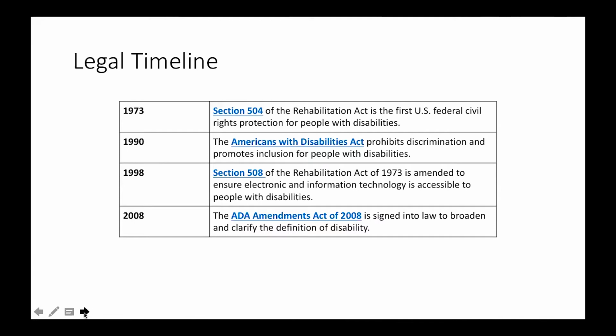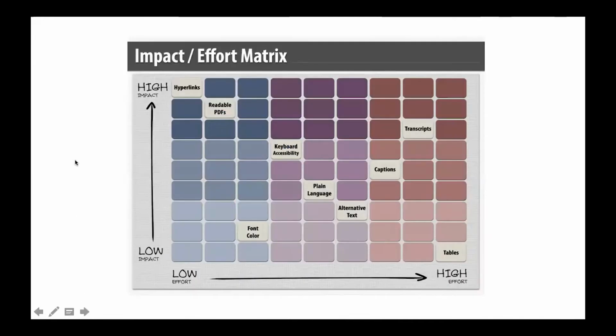And so that brings us to this fancy little tool that we created at Pitt. This impact effort matrix, as we refer to it, was something that we came up with several years ago in working with our director of disability services and a student at Pitt who had to rely on a screen reader to get information. He was in a master's program at the time.